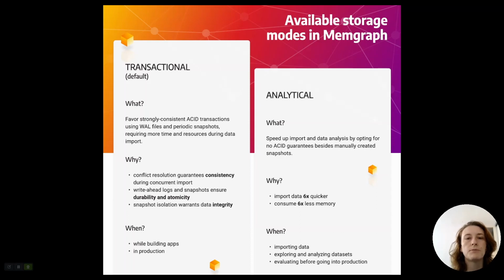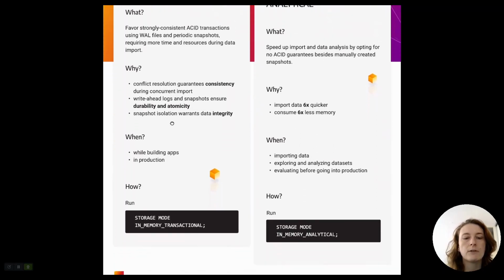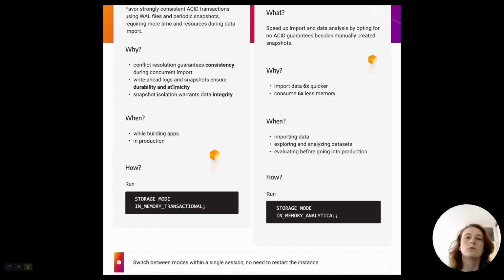So there's a bit of a trade-off in both of these modes, so you just need to figure out what works for you and what is your use case. To repeat, the transactional mode provides ACID guarantees, while the analytical doesn't, but it gives speed and less memory consumption. How do you change between these modes? You don't have to restart the database. In your single session, you just run a query to go to the analytical mode, or then run a query to go back to the transactional mode.